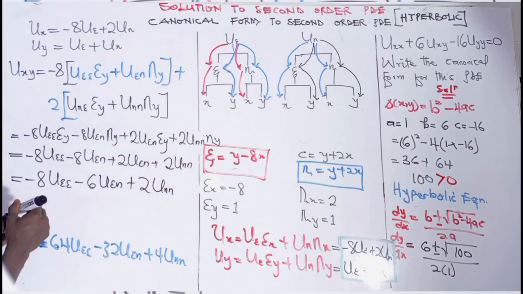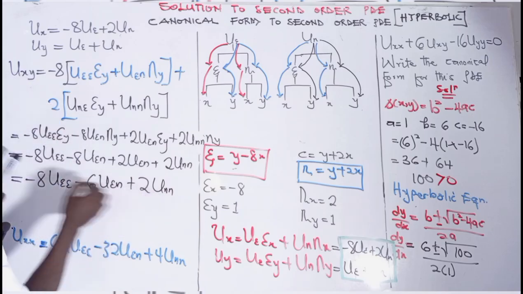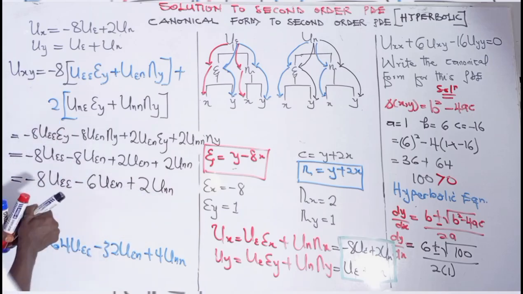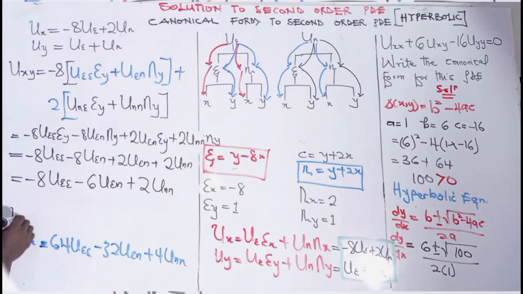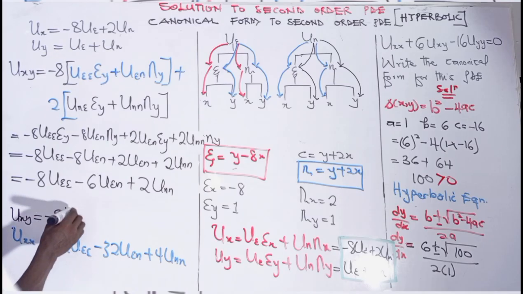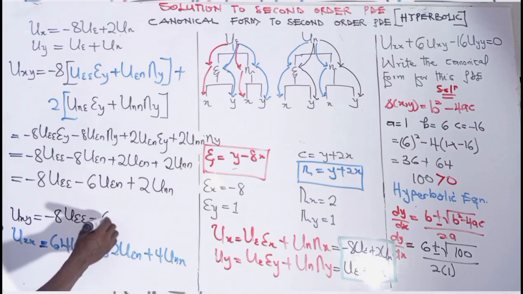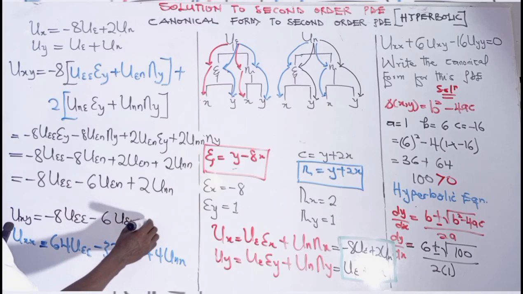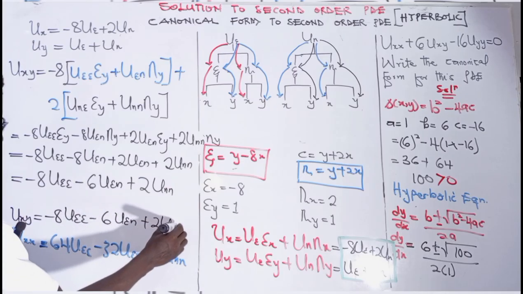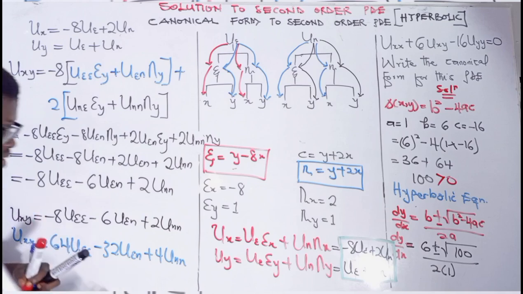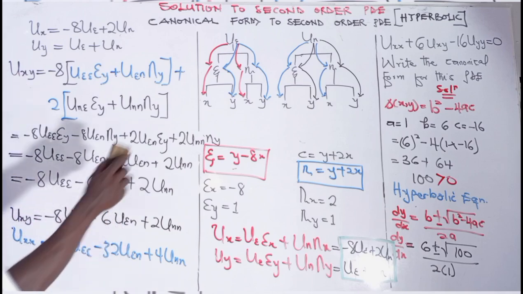So it means that the expression for u_xy is the whole of this. So let me write it here. u_xy. We have minus 8. Now that we are done with u_xy, move on to u_yy.